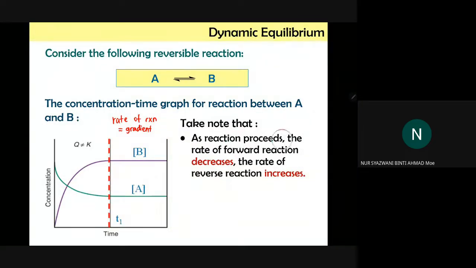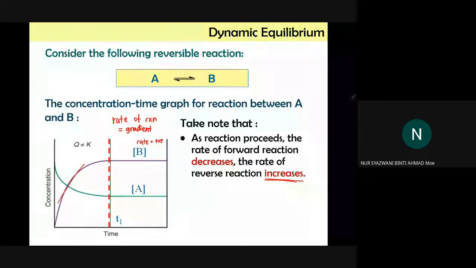So as the reaction proceeds, rate of forward reaction decreases. Okay, rate of forward reaction decreases. So dia semakin berkurangan. Tapi rate of reverse reaction B jadi A increases. Sebab kenapa dia panggil increases dekat sini? Okay, kenapa dia panggil increases dekat sini? Sebab kalau kita tengok forward reaction ini, gradient dia, okay, rate dia positive value.